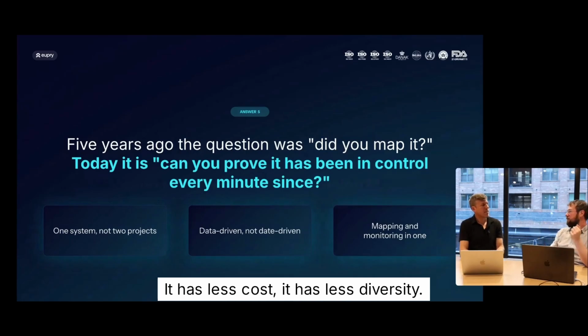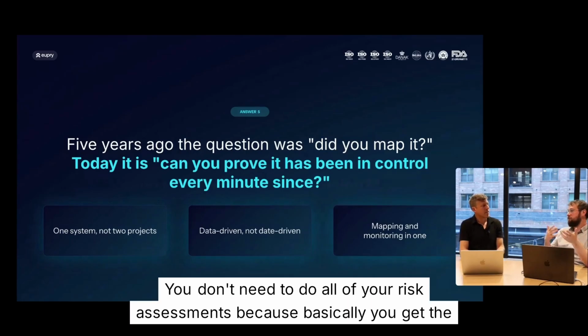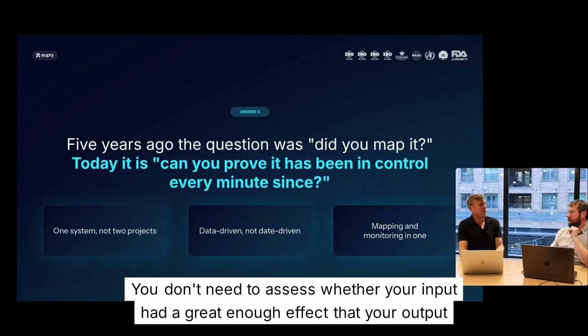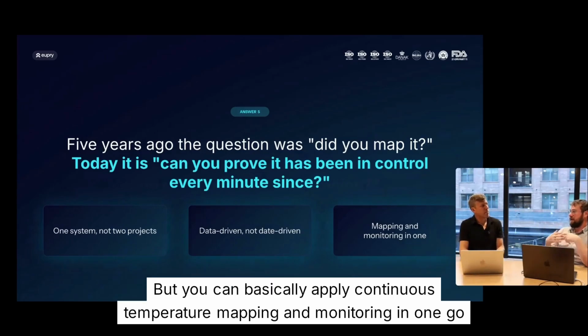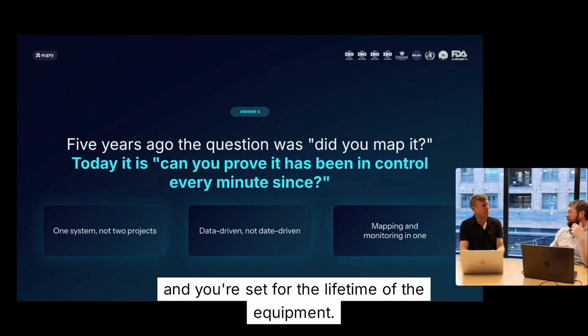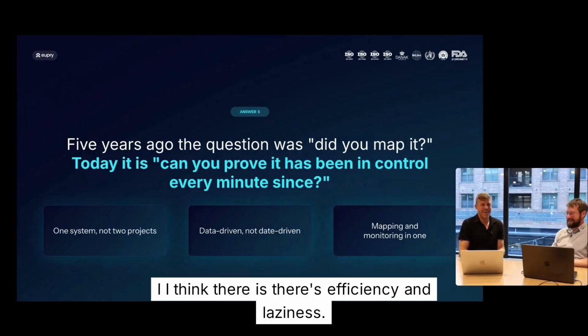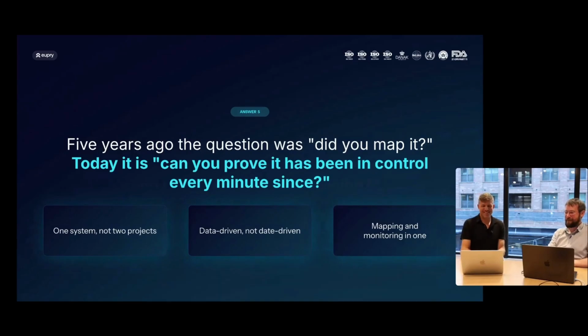It has less cost, it has less diversity. You don't need to do all of your risk assessments because basically you get the data out from the system telling you whether the output changed. You don't need to assess whether your input had a great enough effect that your output changed. You can basically apply continuous temperature mapping and monitoring in one go, and you're set for the lifetime of the equipment. That's what I would do, because I'm lazy, and I think as most of my colleagues in the field are. I think there's efficiency and laziness. Yeah, and those go well hand in hand.